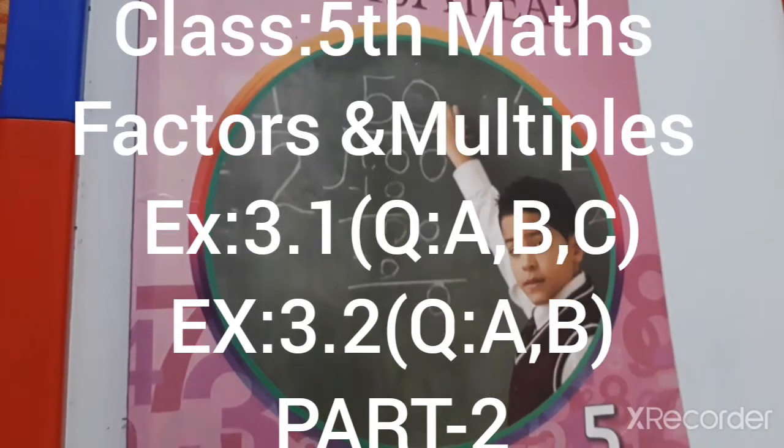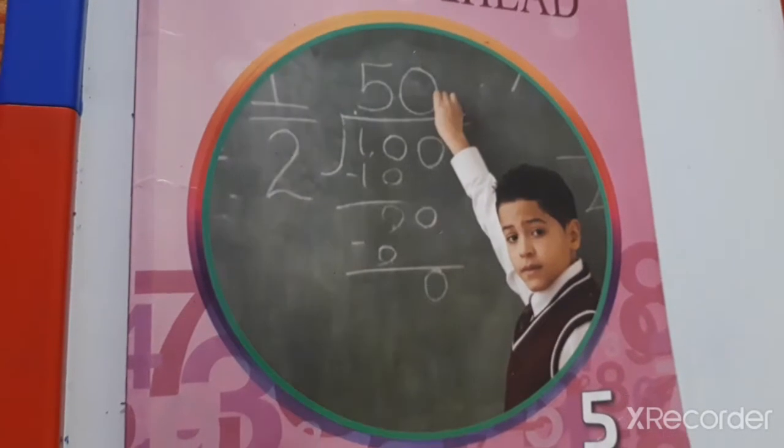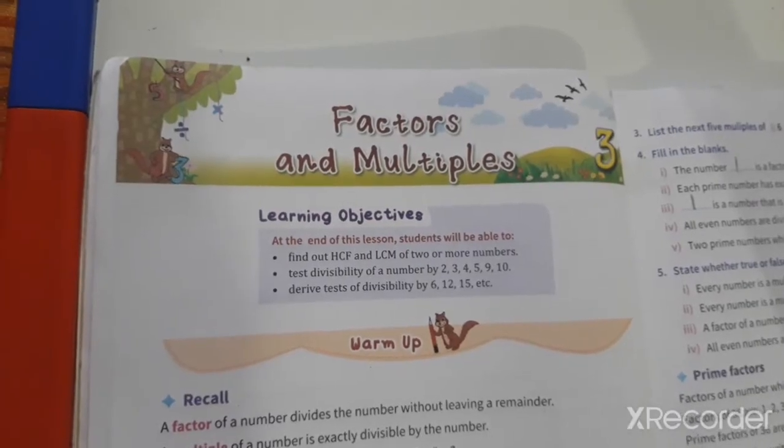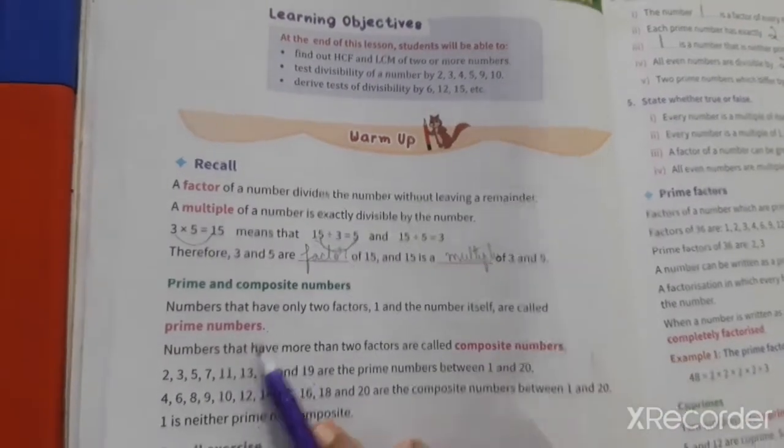Hello children, this is 5th standard maths. Chapter name is factors and multiples. Next here, prime and composite numbers.